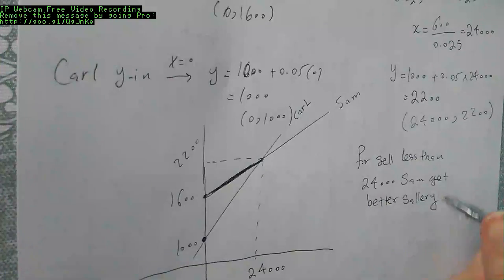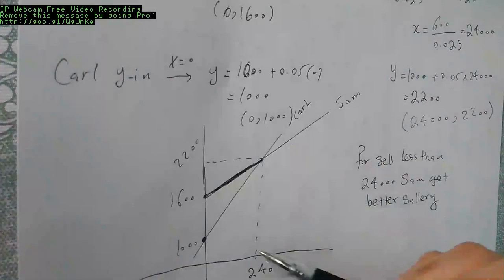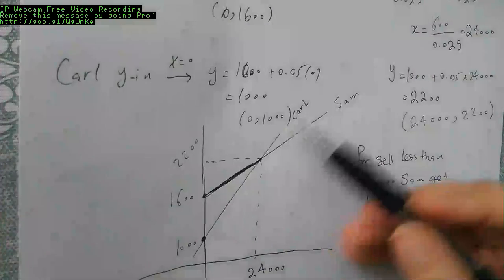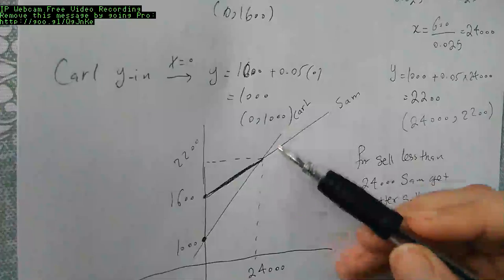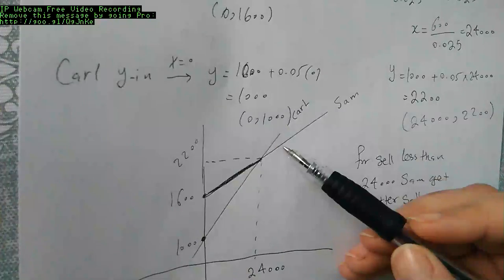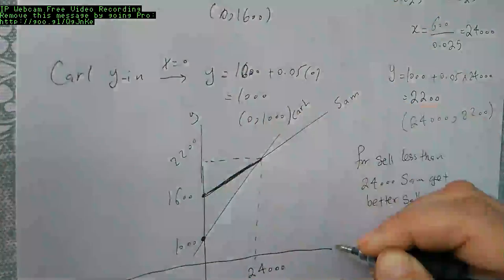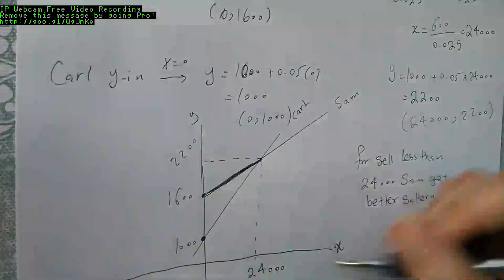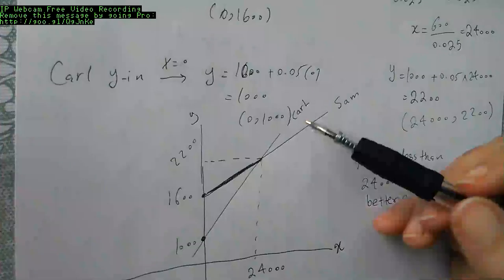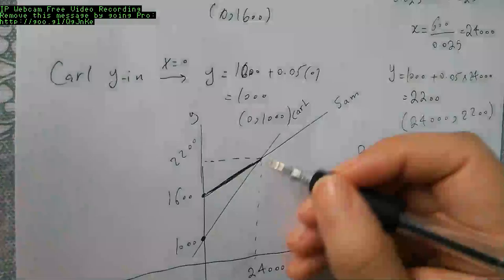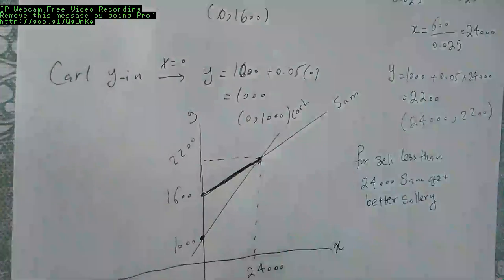But if the sale is above 24,000, Carl is, this graph is above Sam. Carl is getting a better offer, right? Make sure the y is the salary and x is the sale. And at 24,000 they get the same salary. So that's today's lesson.